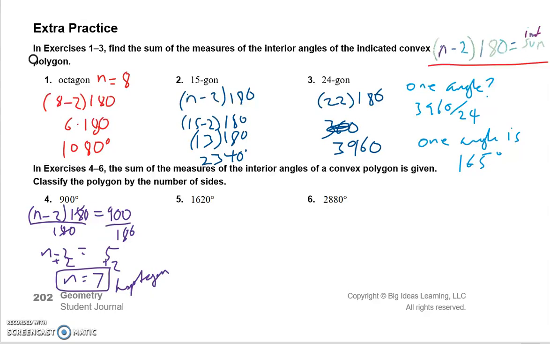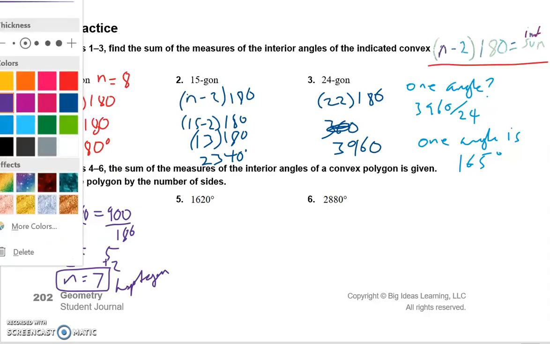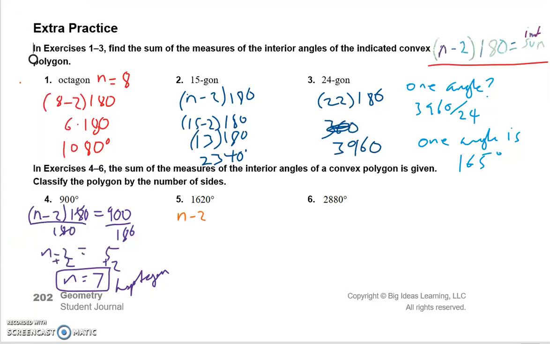I'm sorry if you can't read that. Heptagon. Oh, I said the word, so deal with it. Okay, next one. N minus 2 times 180 equals 1620. Once you divide by 180, 1620 divided by 180, n minus 2 is 9. Add 2, you get n equals 11. I don't know the name of this, so this is going to be an 11gon.